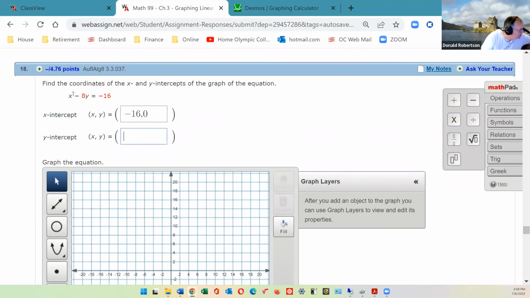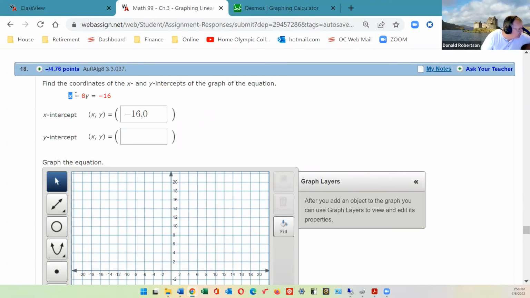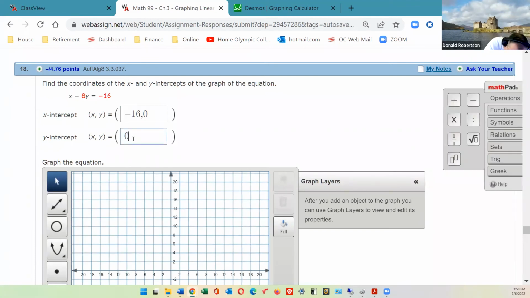Now, for the y-intercept, make x 0 and solve what's left. Well, negative 8y, take away that, y ends up being 2. So what you've got here is (0, 2).